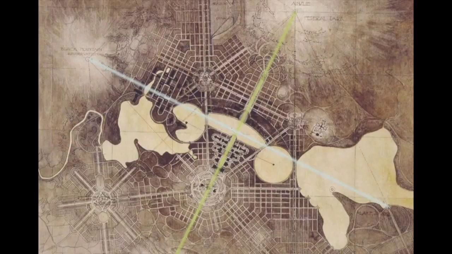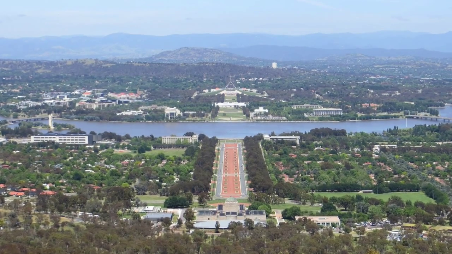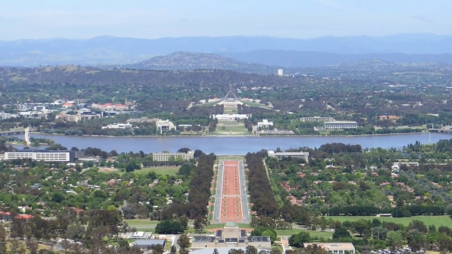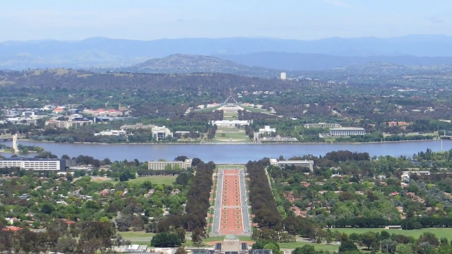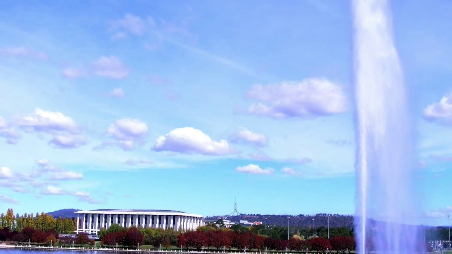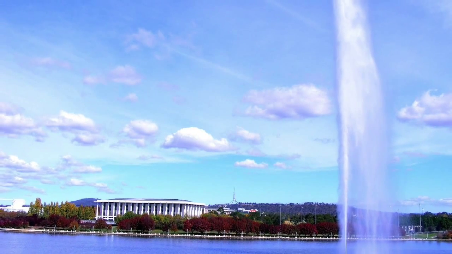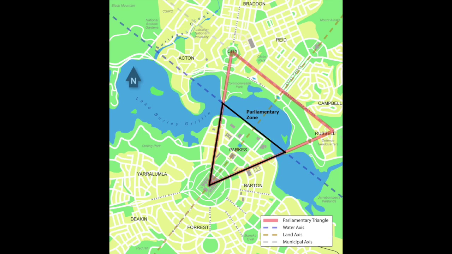Burley Griffin planned the city around two axes that converge in the center of the National Triangle. The land axis connects Mount Ainslie, Capitol Hill and Red Hill and extends off towards Mount Bimberi, the Australian Capital Territory's highest mountain. The water axis runs at right angles to the land axis along the length of Lake Burley Griffin. The southern shore of Lake Burley Griffin intersects the National Triangle, forming a smaller triangle known as the Parliamentary Zone, bounded by Kings and Commonwealth Avenues.